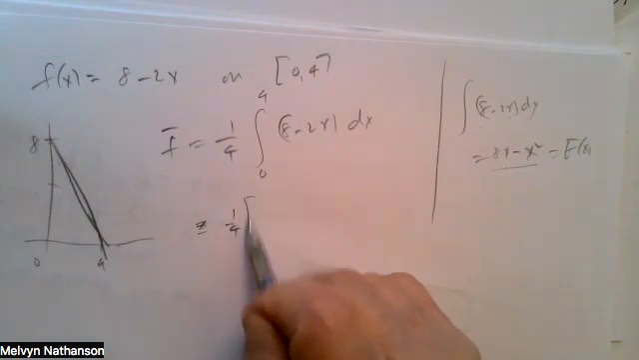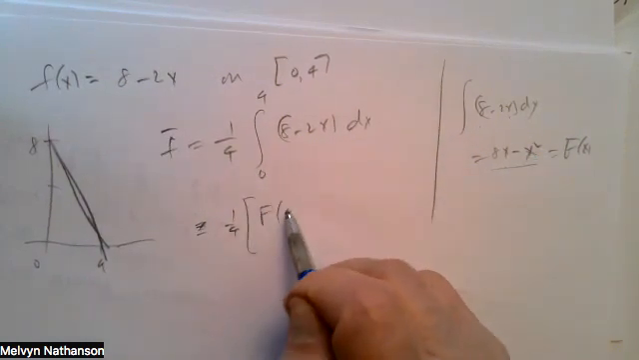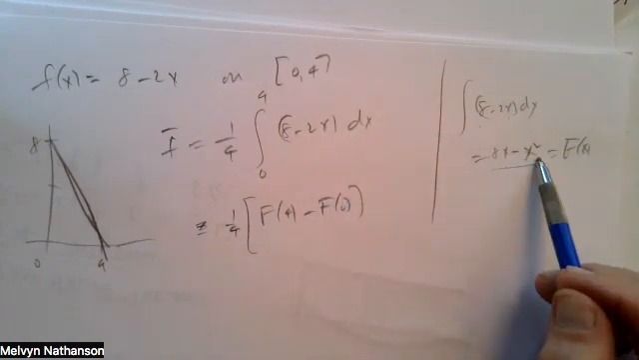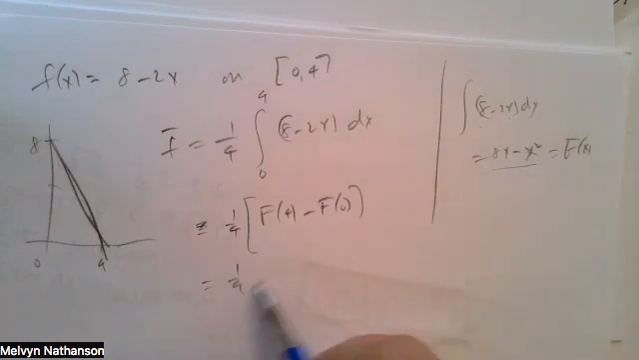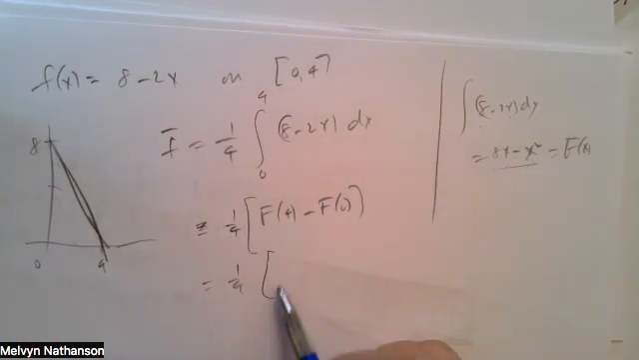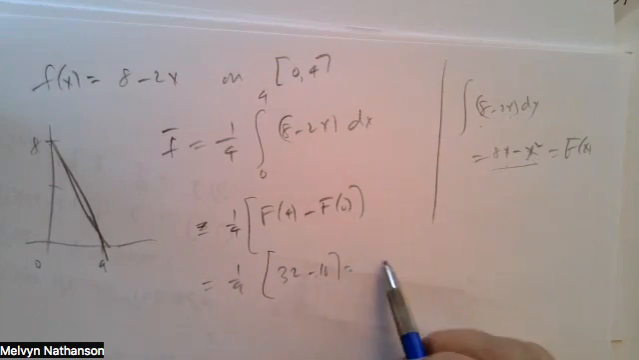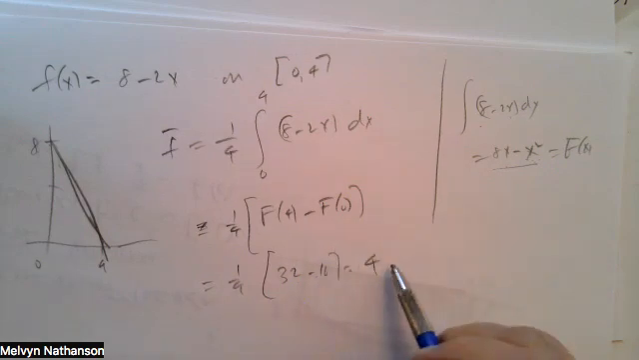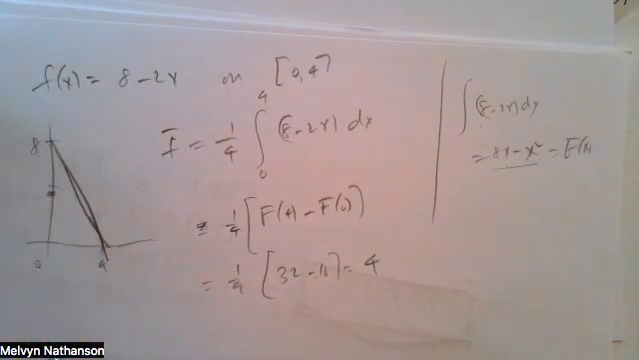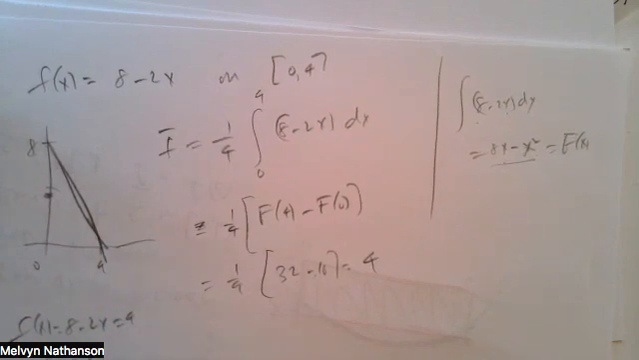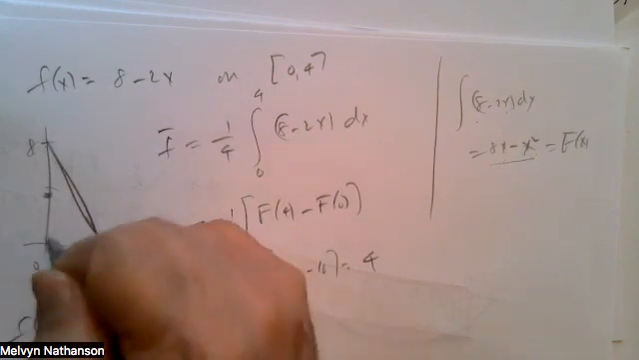So this is 1/4 times capital F of 4 minus capital F of 0. When x is 0, of course, you just get 0. When x is 4, you get 32 minus 4 squared, which is 16, over 4 is 4. So the average value of this function is 4. And f of x, which is 8 minus 2x, is equal to 4 if 2x equals 4, or x equals 2.